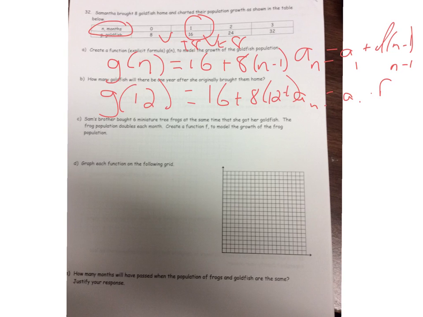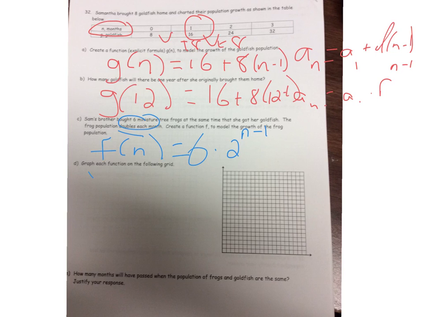Down below, part C, Sam's brother bought 6 miniature tree frogs at the same time that she got her goldfish. The frog population doubles each month. Create a function to model this growth. Doubling is a multiplying pattern. So that means for this one, f of n, the first term in the sequence is going to be 6. That's what he started with. Doubling means you're multiplying it by 2 times n minus 1.